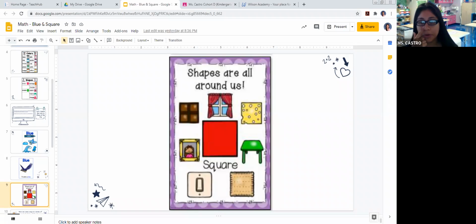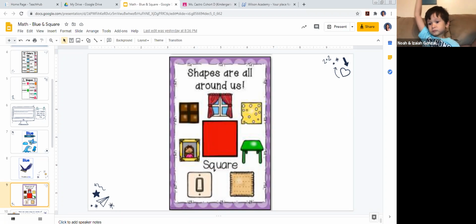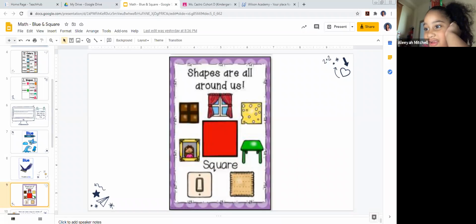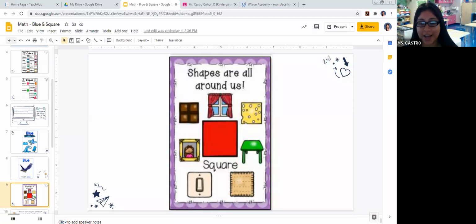Noah, go ahead and unmute yourself and speak loud into the screen. Tell her your answer. The window. Very good. Excellent job, Noah. So here we have a window. It's covered by curtains. However, as you can see, it is the shape of a square. All the sides are the same. Let's see. Who else? Aaliyah, you can unmute yourself and name a different object that's the shape of a square. A cracker. Good job. Very nice. So down here at the bottom, we have a cracker that's in the shape of a square.